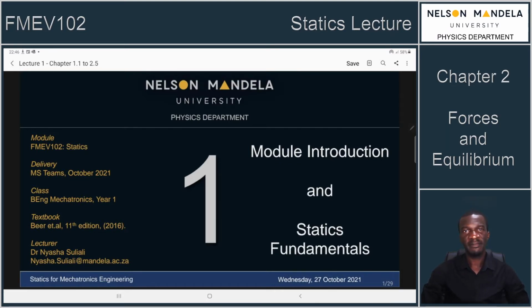I will briefly summarize the administrative part, and then we will move to the fundamentals of the theory that we will cover. That is labeled Statics Fundamentals. The details that you see on your screen, on the module, the delivery, the class, the textbook, and my details, I suppose you already know that. So having gone through your Moodle page, I think you've seen something called the study guide. Please go through that because it will summarize the long and short of what we're doing here.